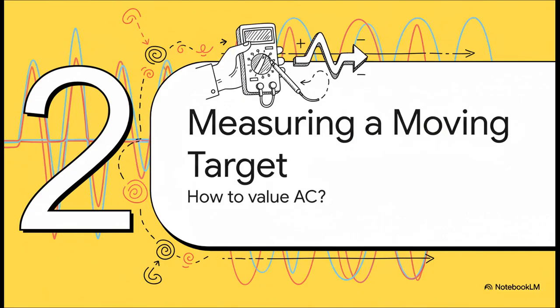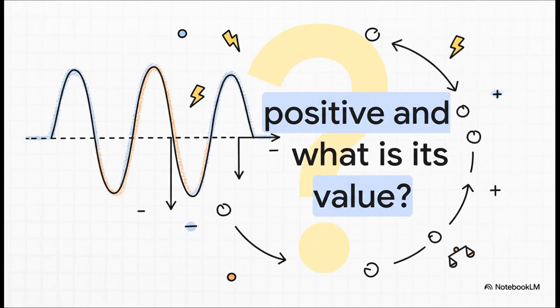Okay, but this constant change creates a brand new puzzle for us. If the voltage is always swinging from, say, positive 170 volts all the way down to negative 170 volts and back again, how can we possibly give it a single practical value? How do you measure a target that's always moving? I mean, really think about it. That wave is perfectly symmetrical. It spends the exact same amount of time in the positive zone as it does in the negative zone.